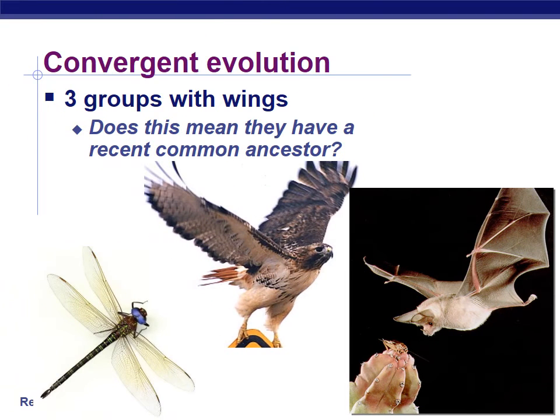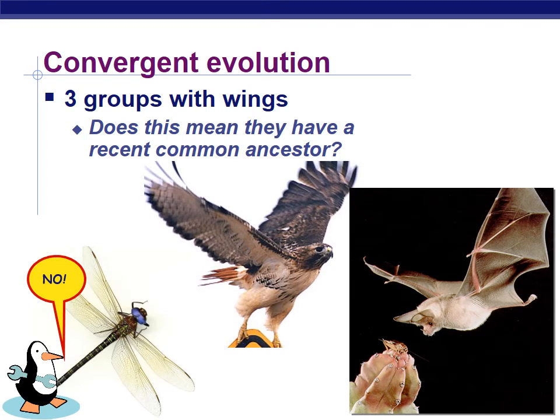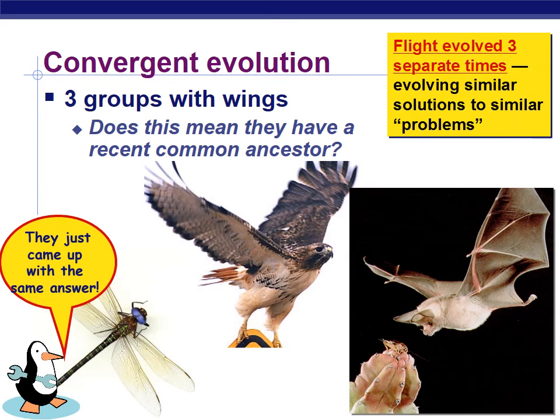Analogous structures bring up the concept of convergent evolution. There's the bat, the bird, and the insect. All three of them have the ability to fly and have wings. So the question is, does that mean they actually share a recent common ancestor? And the answer is no. They just came up with the same answer. So flight actually evolved three separate times. The insects developed it first, the birds second, and then the mammals last.